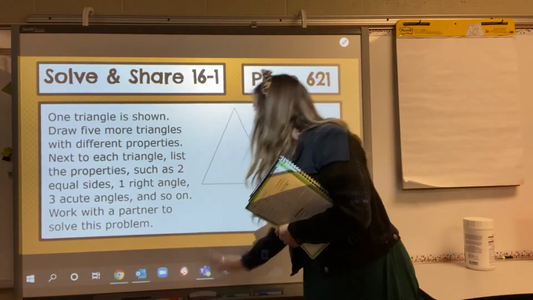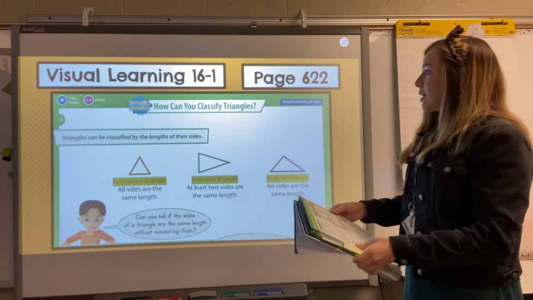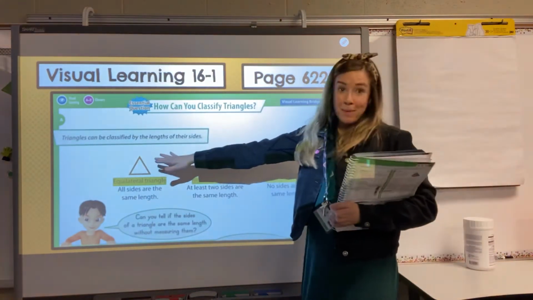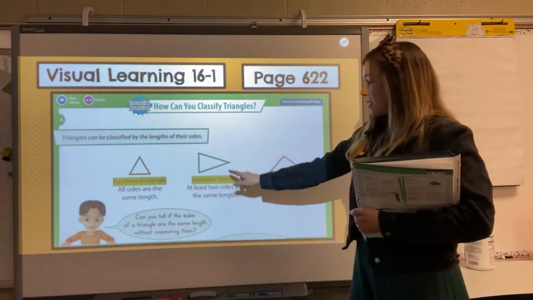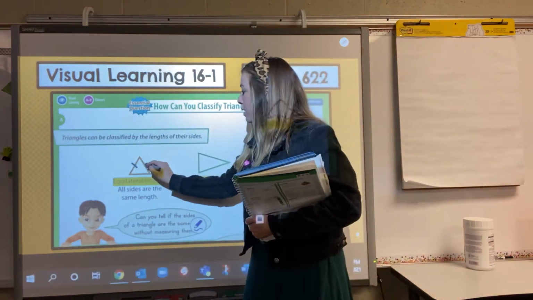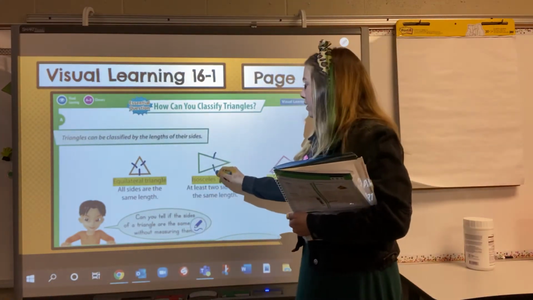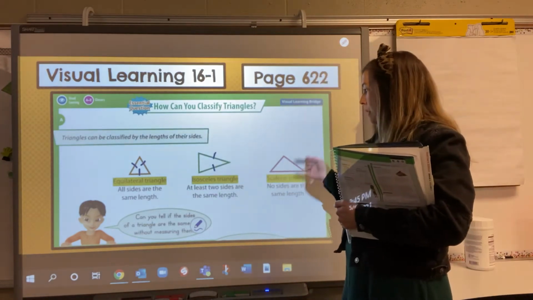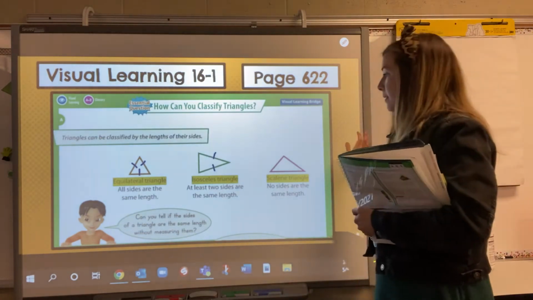Alrighty, let's take a look at our essential question. How can you classify triangles? Well, they can be classified by their lengths of side. So equilaterals, all the same side. Isosceles, 2 the same size. And so like I did on the other one, you can mark them like that to show which sides are equal, or like here and here, those would be marked to show which ones are equal. And then on the scalene, none of the sides are the same length.